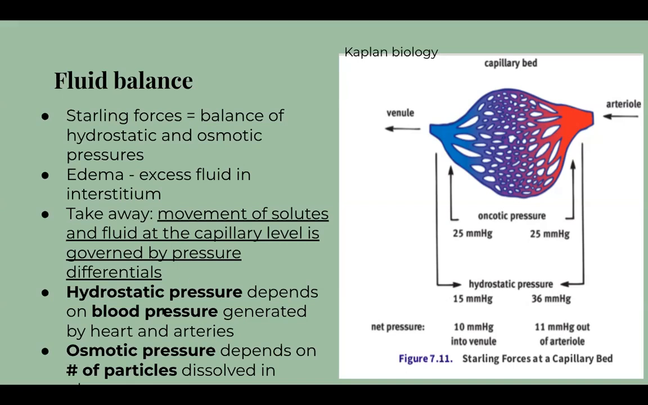The way to think about hydrostatic pressure is that it's the same thing as blood pressure. Osmotic pressure is a little different because it depends instead on the number or concentration of particles dissolved in blood. So if one part of the body has a higher concentration of proteins and another part has a lower concentration of dissolved proteins, the tissue containing the higher concentration of proteins will have the higher osmotic pressure.